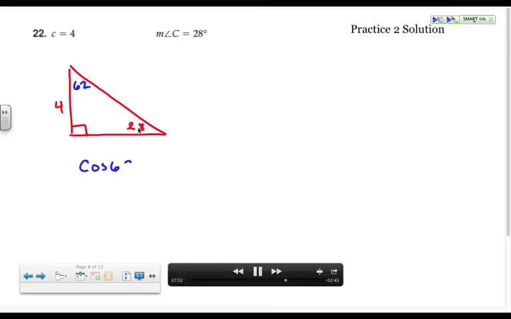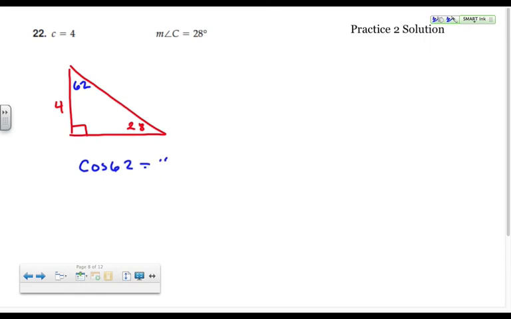Now I'm going to use cosine. It really doesn't matter what I use, but cosine is 4 over, where did I put C? I have C. It really doesn't matter what this letter is. It's just, this is the one I'm looking for as a hypotenuse. So, oh, there we go, I fixed it.